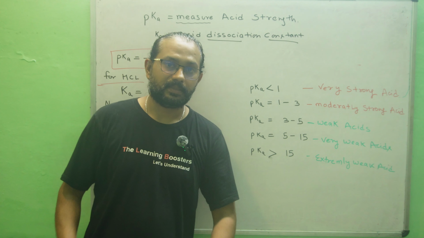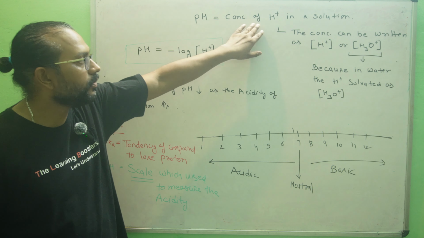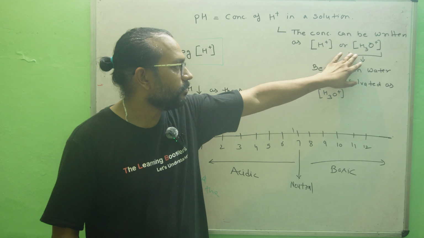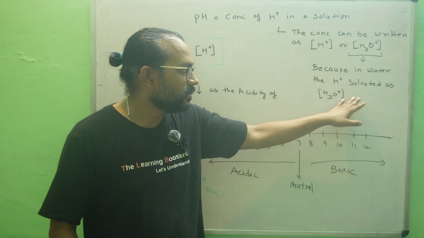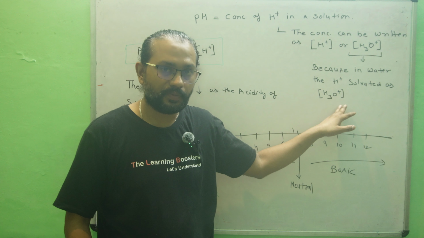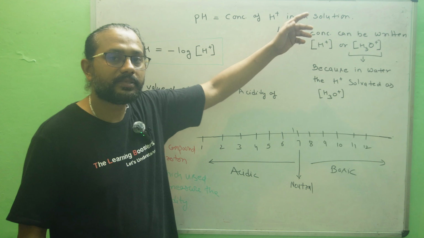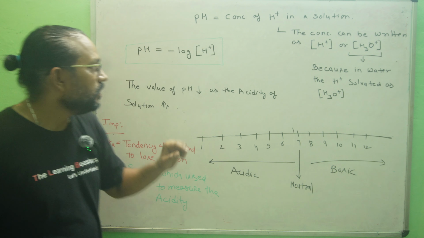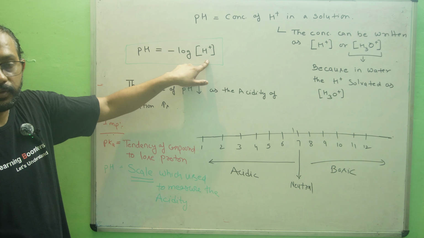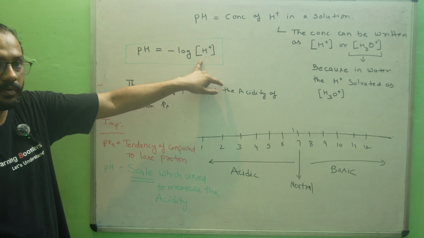Now let us move toward the next, that is pH. pH is the concentration of hydrogen ion. Sometimes it can be written as hydrogen or hydronium, because hydrogen in water is solvated as H3O+. That's why earlier we also wrote H3O+. So the concentration of hydrogen ion or hydronium ion in a solution, that we call pH. To calculate pH, we use the formula pH is equal to minus logarithm of the hydrogen ion or hydronium ion concentration.